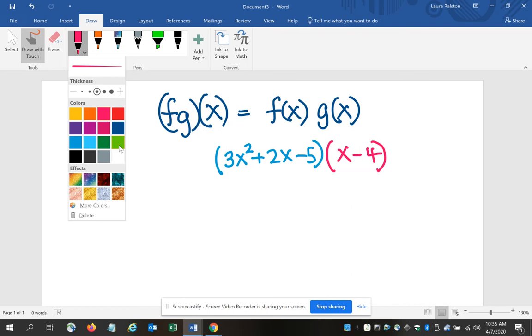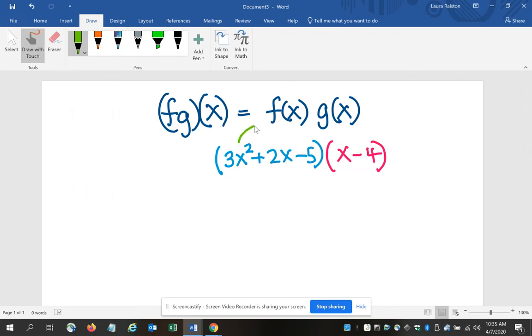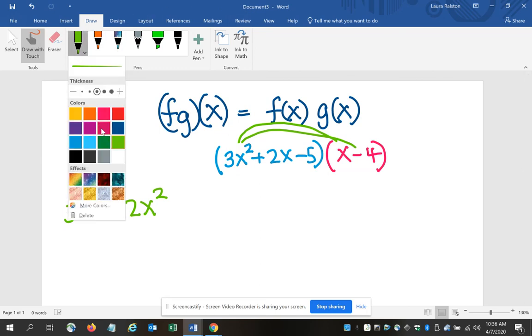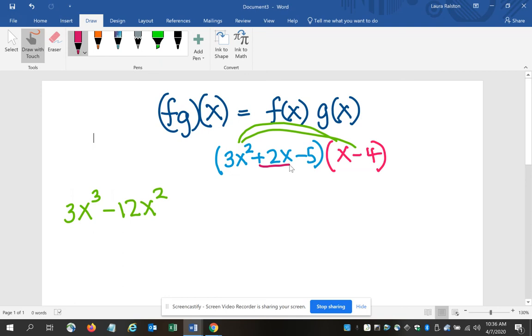Now, to multiply the two results together, we have to use the distributive property. So I'm going to do 3x squared times x, which gives me 3x to the third. 3x squared times minus 4 is minus 12x squared. Then I go back and I'm going to change colors, and I've got to do positive 2x times everything. So positive 2x times x would be positive 2x squared. Positive 2x times minus 4 would give me minus 8x.